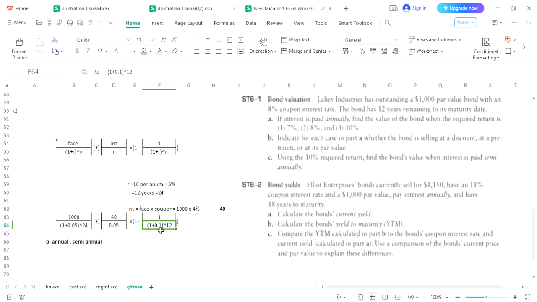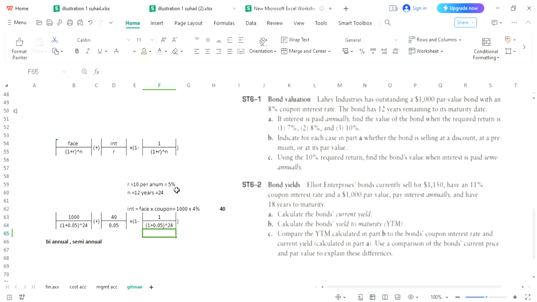In the third part again we have 10% as the rate of interest. You can see over R. R was 10%, but for semi-annually it is 5%. Change it to 0.05, a single decimal, and N is also being changed. Instead of 12 it will be 24.